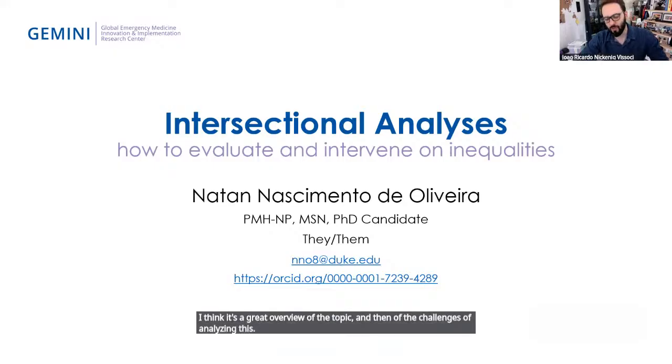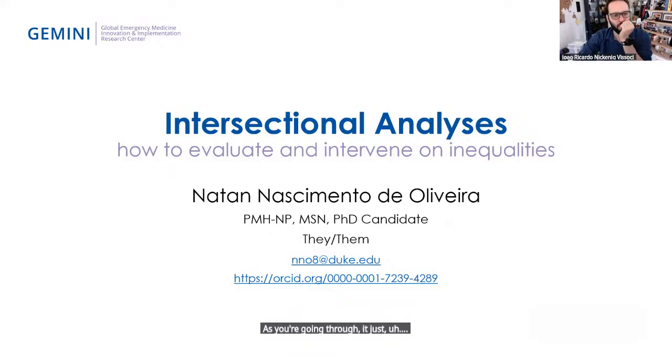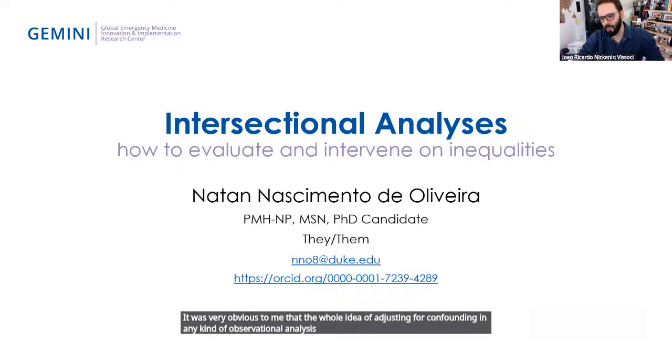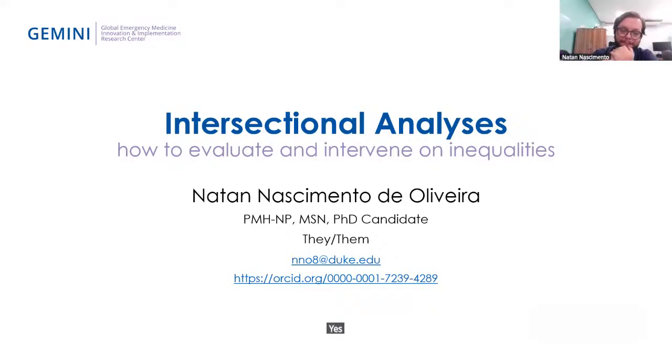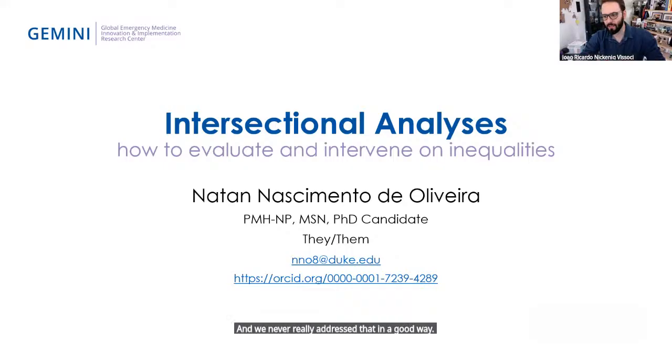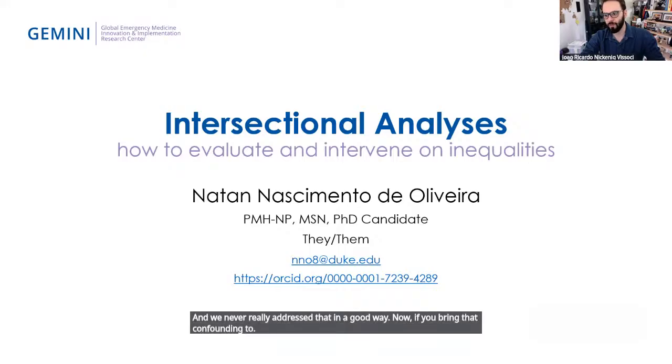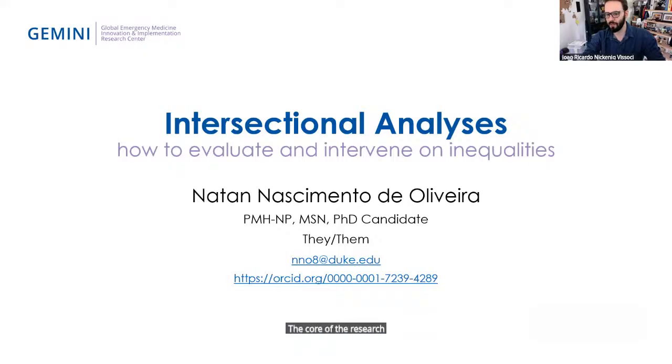As you were going through, it was very obvious to me that the whole idea of adjusting for confounding in any kind of observational analysis has at its core the fact that confounding is very intersectional, and we never really address that in a good way. Now, if you bring that confounding to the core of the research, I think these methods you propose are very relevant. I'm going to open with a question and then see if folks have other comments.